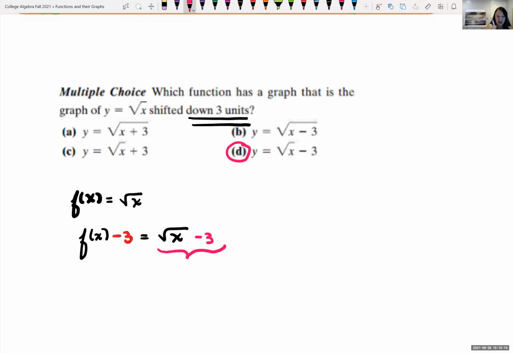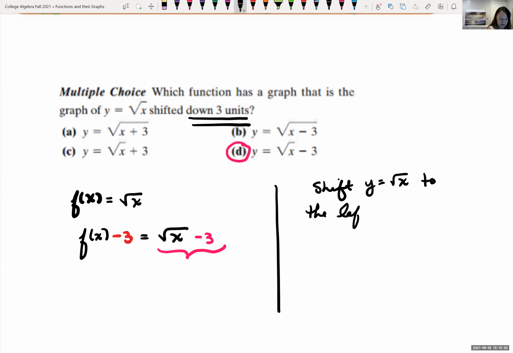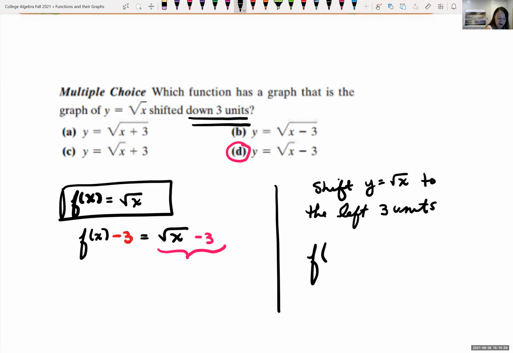Whereas if we were going to shift it horizontally, that's where we add it inside. So let's say we wanted to shift y equals square root of x to the left 3 units. So if it's inside, that's affecting my x value, right? Going left and right affects the x on the coordinate system. And so if I looked at this, again, f of x equals the square root of x, it's affecting my x value. This is actually going to the left and right.